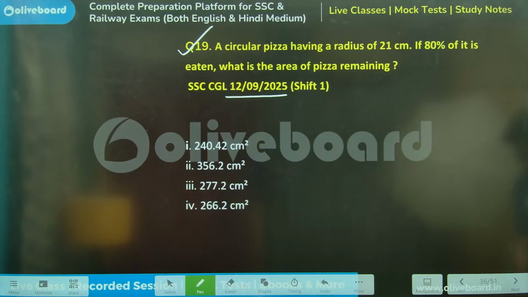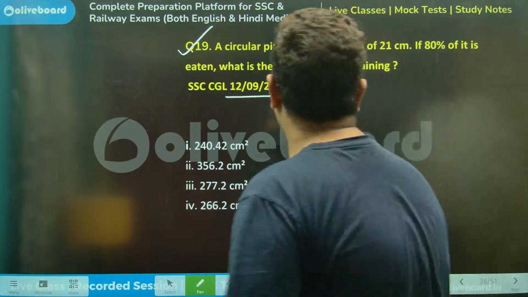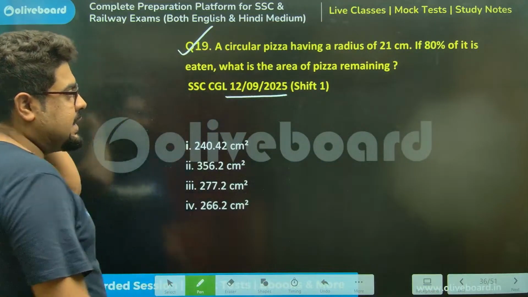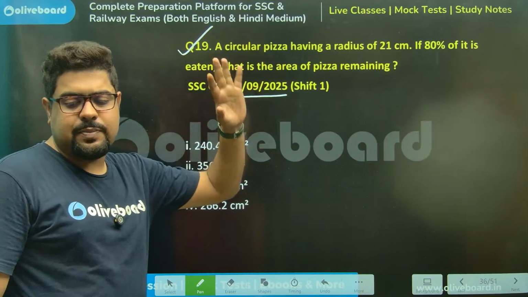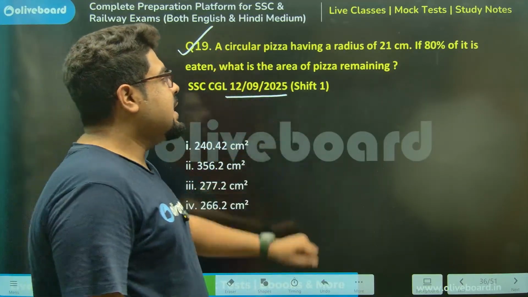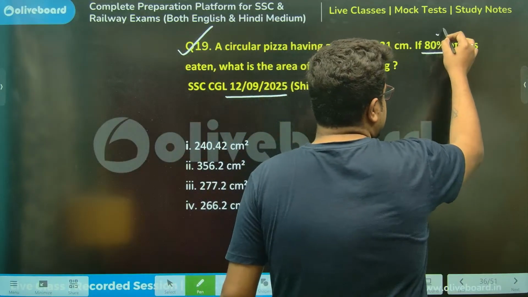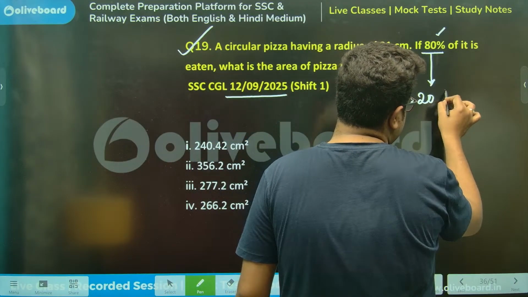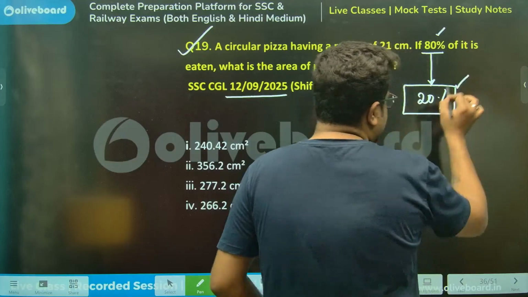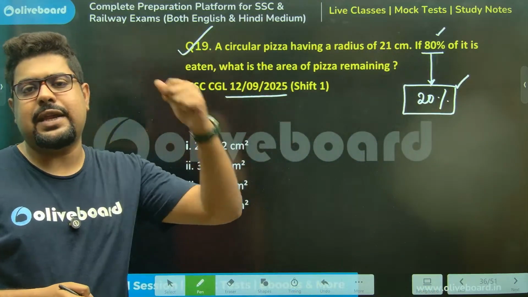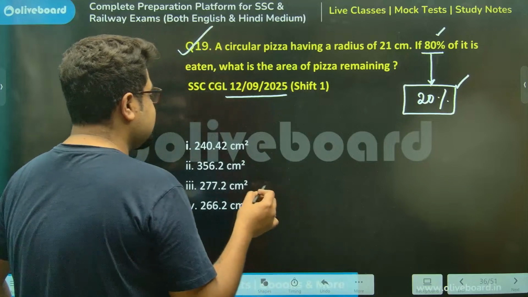First question. Please give it a read. The theory portion I've already told you guys. A circular pizza having a radius of 21 centimeter. 80% of it is eaten. What is the area of the pizza remaining? It's a very simple question, because if 80% is eaten, 20% is remaining. So from the area's point of view also, 20% of the area is remaining. 20% meaning only 1/5.